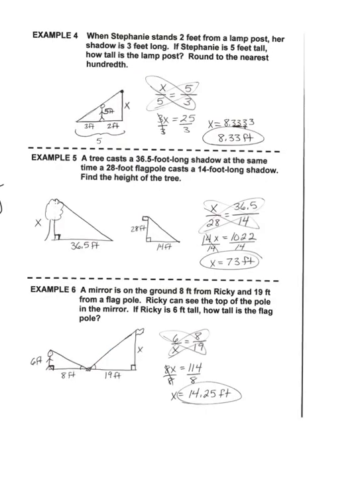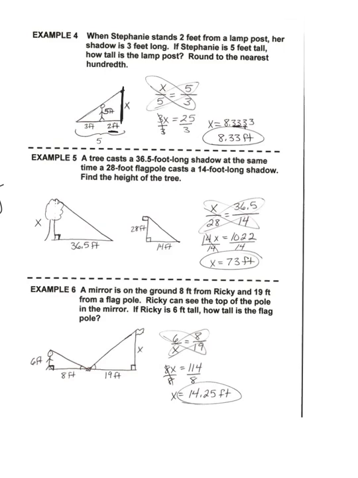This next page is just some examples of word problems that have been solved. I'm just going to quickly go over some of these with you. So this first one says, when Stephanie stands 2 feet from a lamppost, her shadow is 3 feet long. If Stephanie is 5 feet tall, how tall is the lamppost, right? So we're going to round to the nearest hundredth. So this right here would be the lamppost. It says that she's standing 2 feet from the lamppost, right? So she's right here, and she is 5 feet.